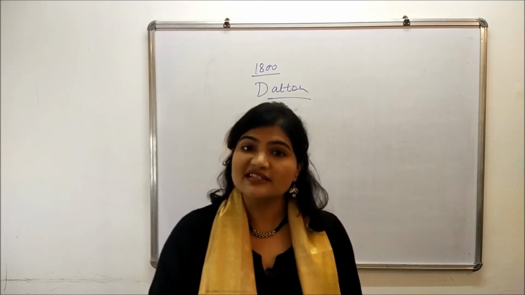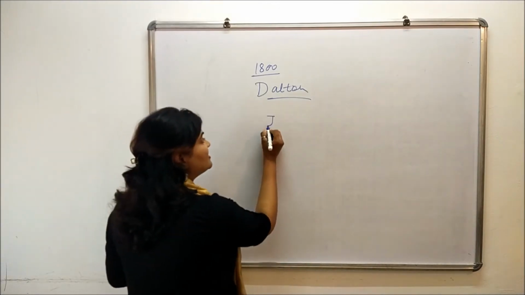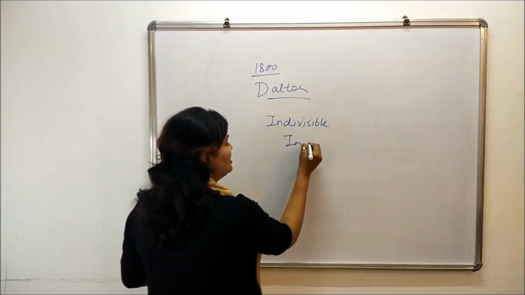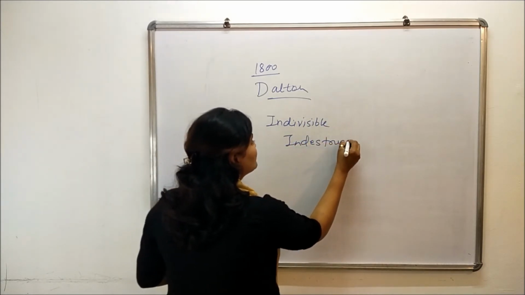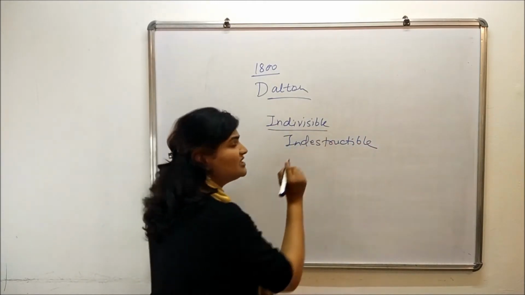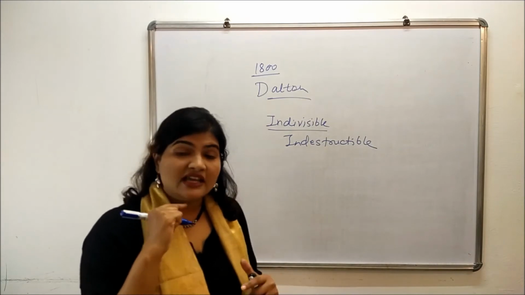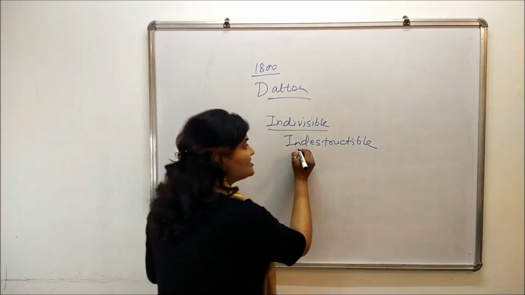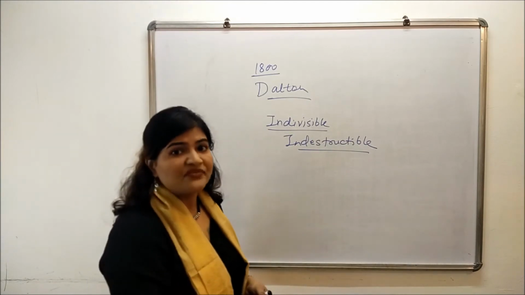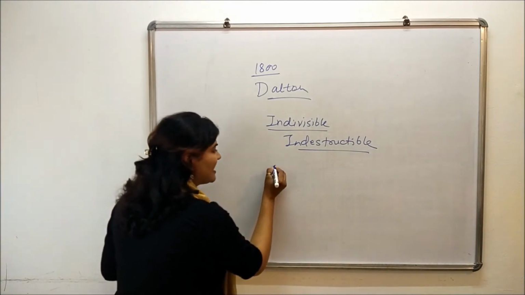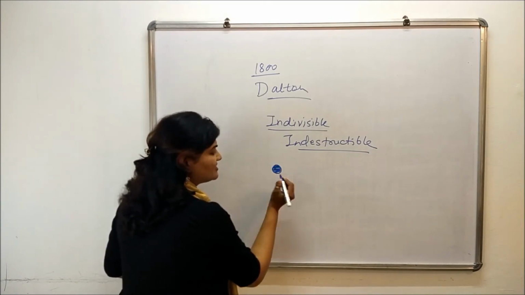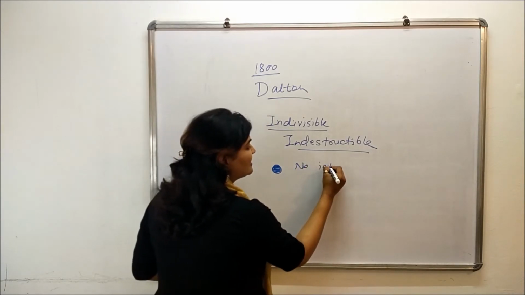Atom is the smallest particle which is indivisible and indestructible. These two terms are very important when we are talking about the structure of the atom given by John Dalton. Indivisible means you cannot divide the atom into any smaller particle, and indestructible means you cannot destroy the structure of the atom. He considered the atom as a tiny, small, hard sphere, okay, like this, with no internal structure.